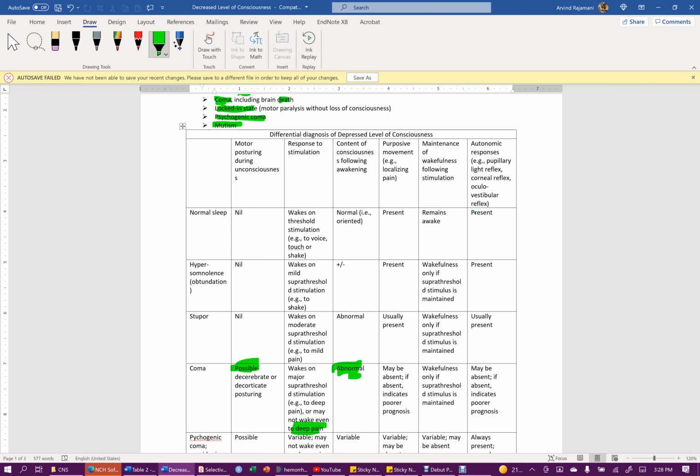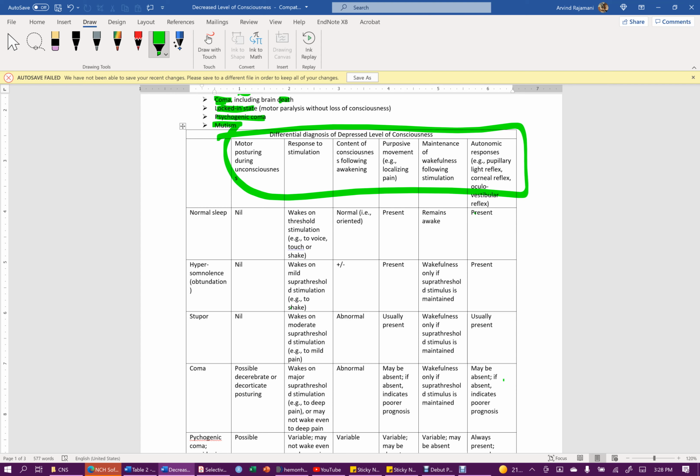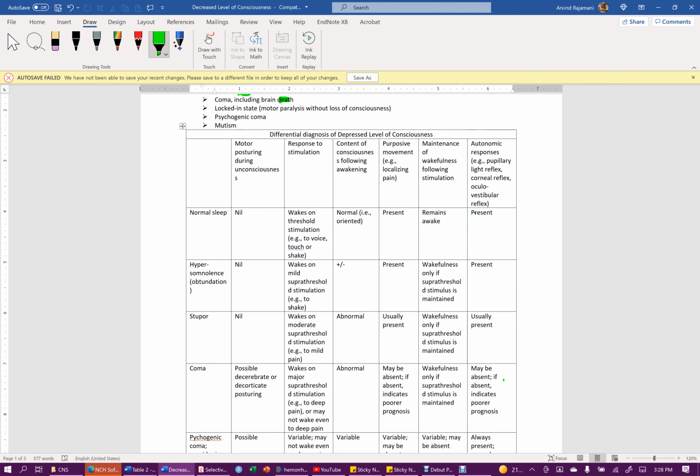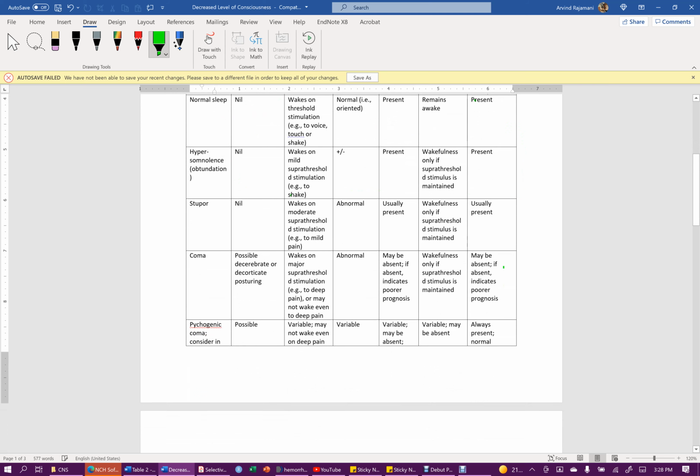So the deeper the coma, the lack of purposive movement will become more and more manifest. Okay, and finally, if you have loss of pupillary reflexes, that means it's really bad. So with all of these things, you can continue to have these, but you'll find that you need more and more stimulus as the patient slips into coma.